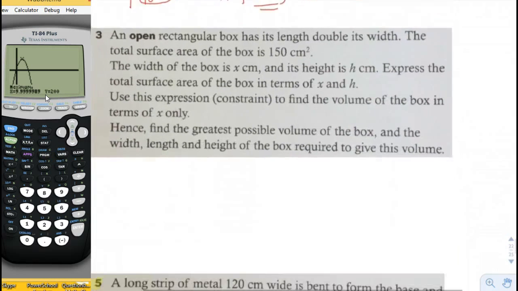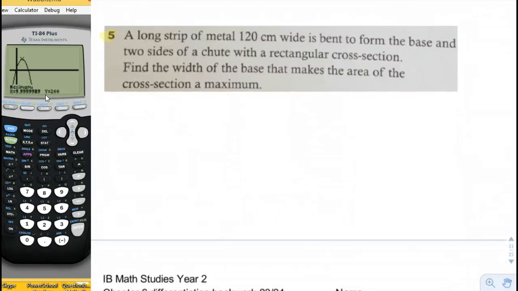Okay, we'll go to number 5. A long strip of metal 120 centimeters wide is bent to form the base and two sides of a chute. A chute is like a big square tube, or a rectangular tube with a rectangular cross section. Okay. Find the width of the base that makes the area of the cross section a maximum.